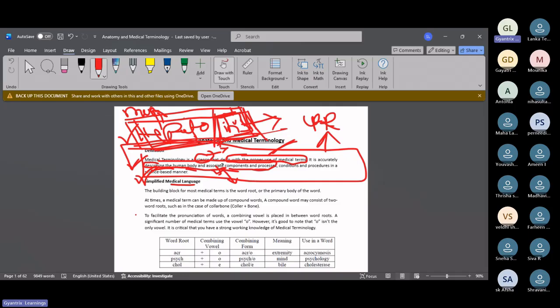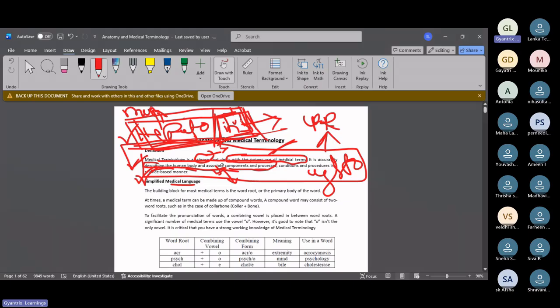Okay, leave that CPR. How many of you know cysto? Anybody have any idea what is cysto? I need responses. What is bladder? Yes, people are responding. Cysto is nothing but bladder. So cystitis, what is it? Cystitis is nothing but bladder inflammation.